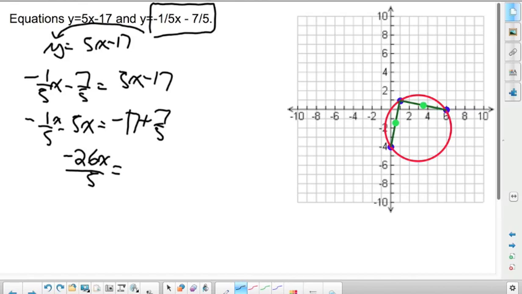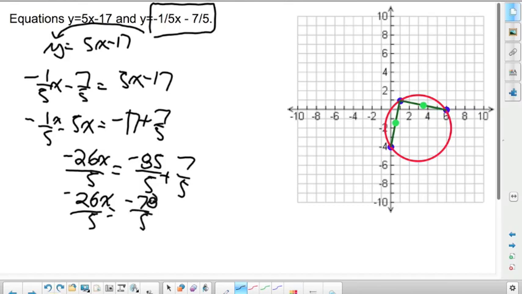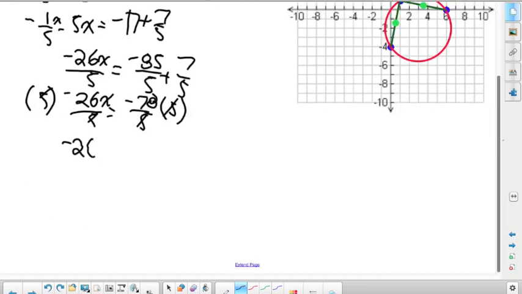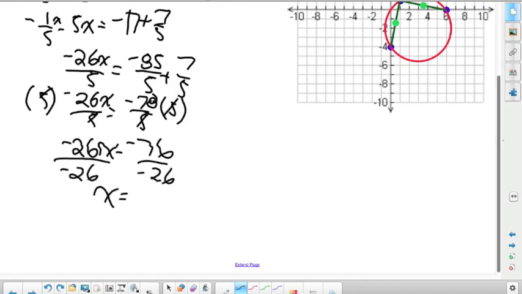So negative 17 times 5 is 85, plus 7 over 5. So negative 26x over 5 is equal to negative 85 plus 7, which gives me negative 78 over 5. Multiply both sides by 5: negative 26x is equal to negative 78. You divide both sides by negative 26, you get x equals 3.